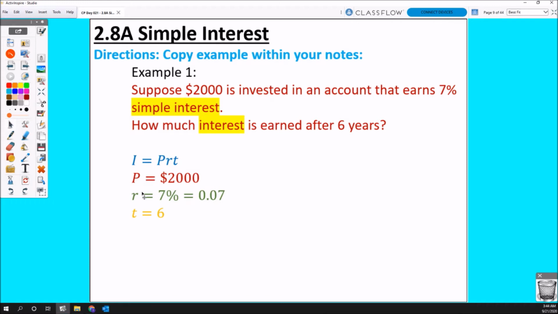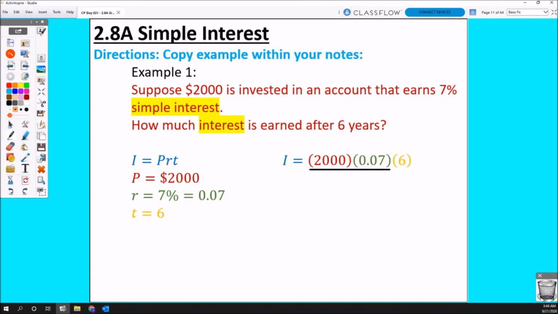Once you identify all the values of P, R, and T, then it's simply working it out and solving it. So here on the side, I wrote I equals 2,000 times 0.07 times 6, following the order of PRT. Now we're actually going to work it out. I'm going to do this by hand. You can use a calculator to check your mathematical work, but here we're going to do this by hand in the event that you take this question on an exam and you're not allowed calculators.